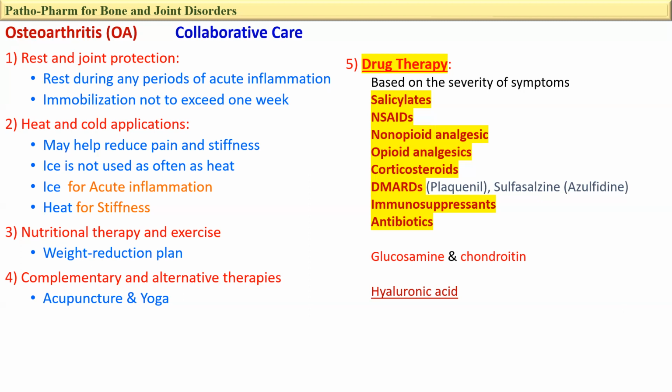Drug therapy is based on the severity of the symptoms: salicylates, NSAIDs, opioid analgesics and so forth. The most effective drugs are the DMARDs, the disease-modifying anti-rheumatic drugs, like hydroxychloroquine, Plaquenil, sulfasalazine, Azulfidine. And then you have immunosuppressants and antibiotics.